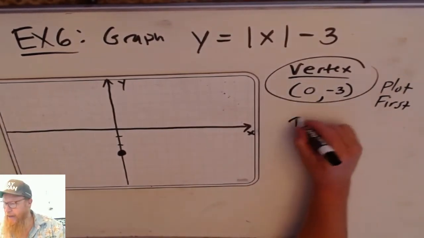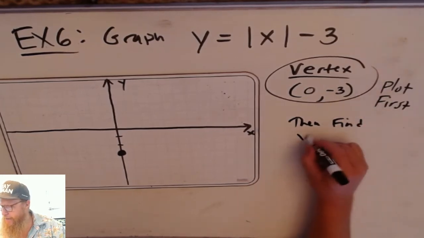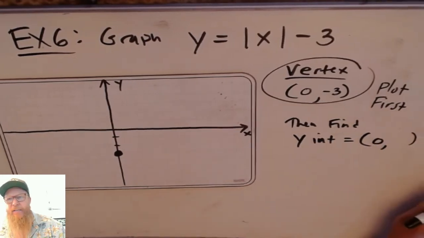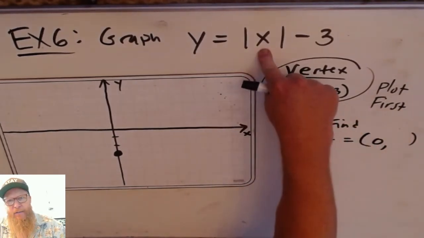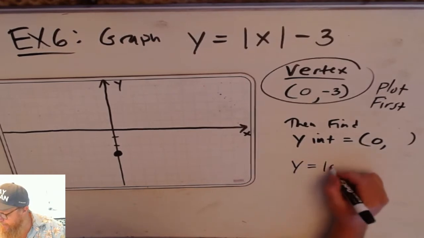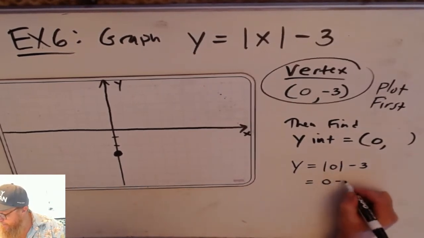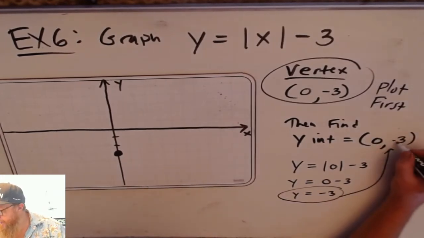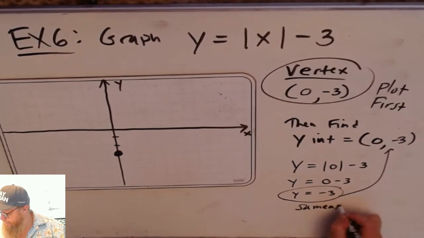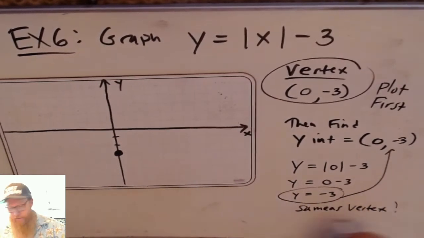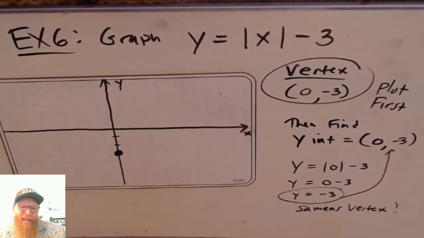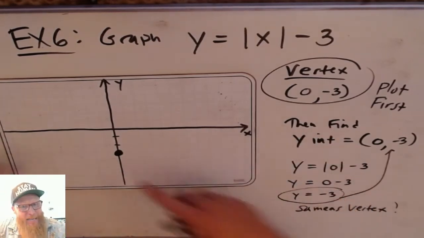All right. Then find the y-intercept. That should be pretty easy, right? Just plug in 0. Oh, no, look what happened. It's the same as the vertex. Look, the vertex and the y-intercept are coincidentally the same. That will not always be the case. So that's why I'm showing you how to do it, in case they don't come out to be the same.